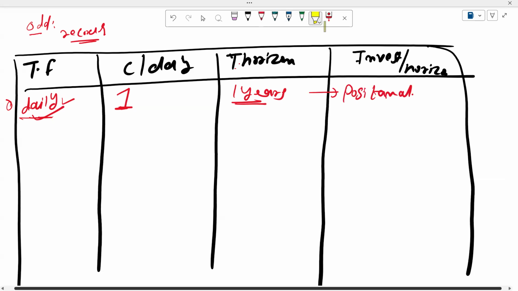Okay, so just remember, if you are doing positional trading, the daily time frame is the best time frame. I will highlight the best time frame in blue color. For a positional trader, the best time frame is the daily.